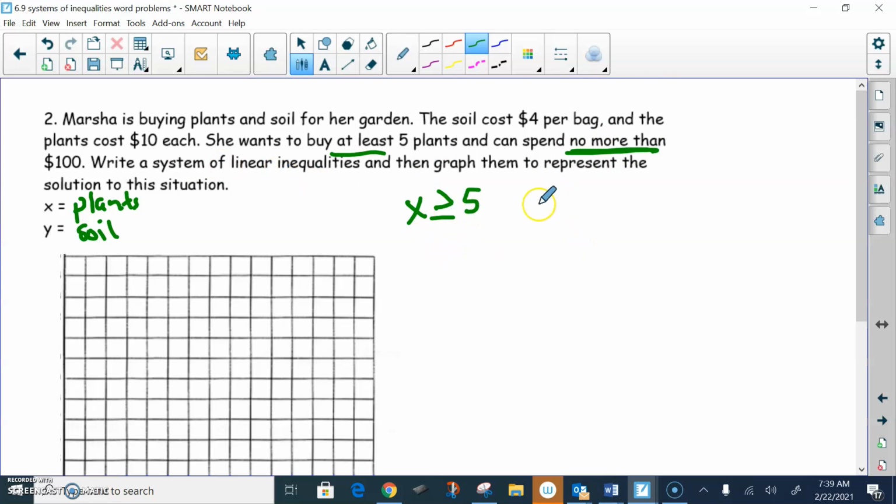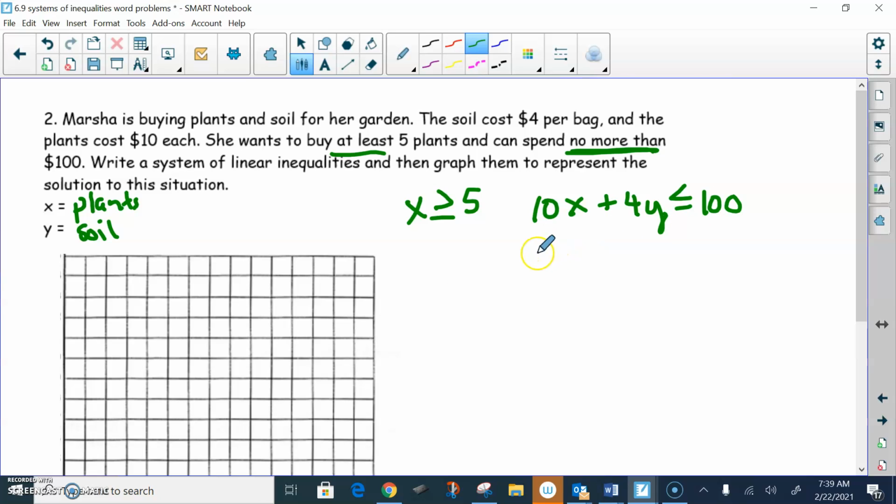$100. So we're saying the number of plants she buys, which costs $10 each, plus the number of bags of soil, which they say costs $4 each, has to be no more than, so less than or equal to 100. Okay, so let's go ahead and graph that. First, let's put it in slope-intercept form.